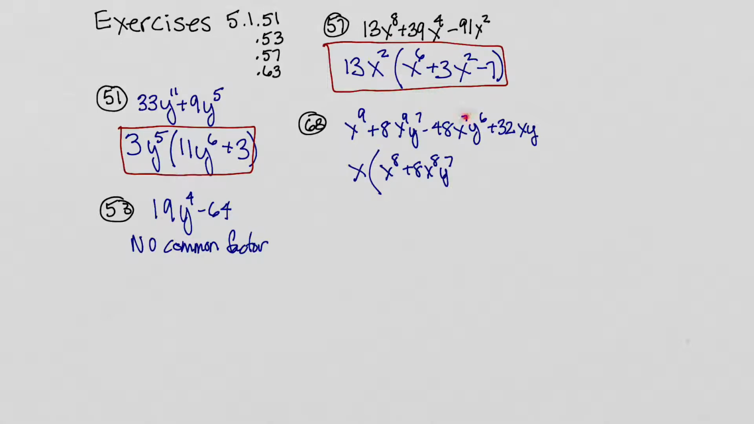And then over here, take an x out of here, that gives us 6 left. So we're going to have minus 48 x to the 6th, so 6 x's, and then y to the 6th, and then plus 32. Now, there's an x here, but we're removing it, so what's left there is a y. And that's going to be it.